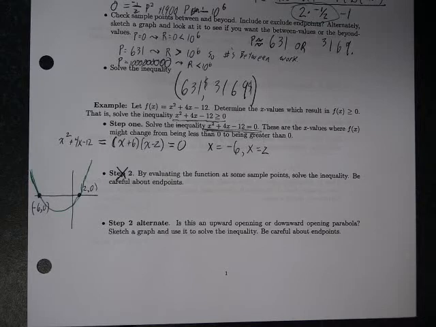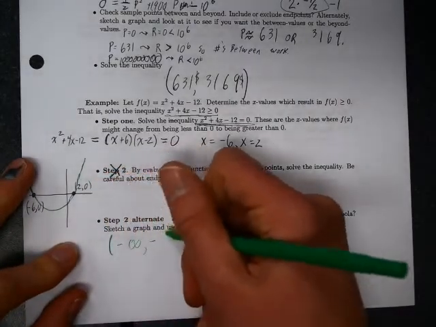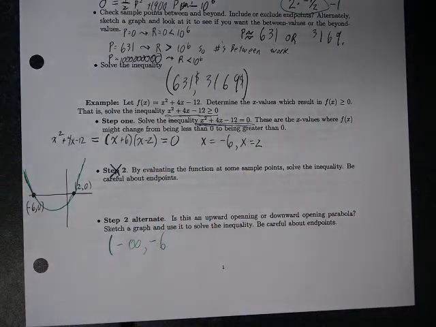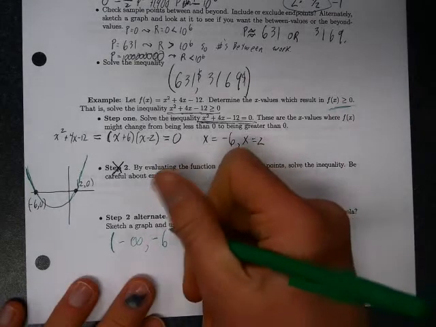If I take numbers to the left of -6, will they solve the inequality? Yes. You look at those x values, the corresponding y value is positive. I want positive y values. So it looks like everything from -infinity to -6 will solve the inequality. Does x equals -6 itself solve the inequality? Yes, because we found -6 by setting it equal to 0, but we want to solve when f of x is greater than or equal to 0, so equal to 0 is just fine.